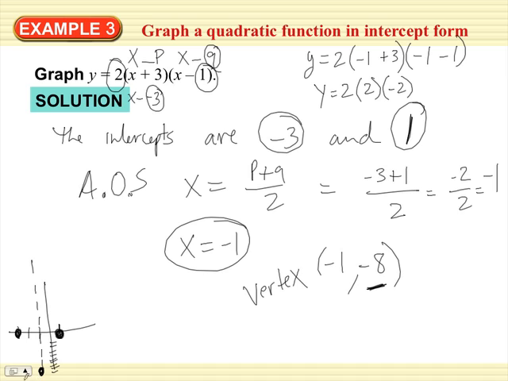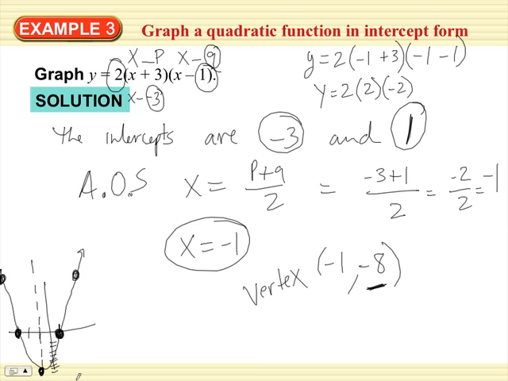Now what I want you to do is get a couple more points from your calculator. And you can do that later. All you have to do is, once again, type that in, go to your table, and it'll show you all the coordinates. Get a couple more and then you graph it. So that's how you graph something in intercept form. Any questions so far?